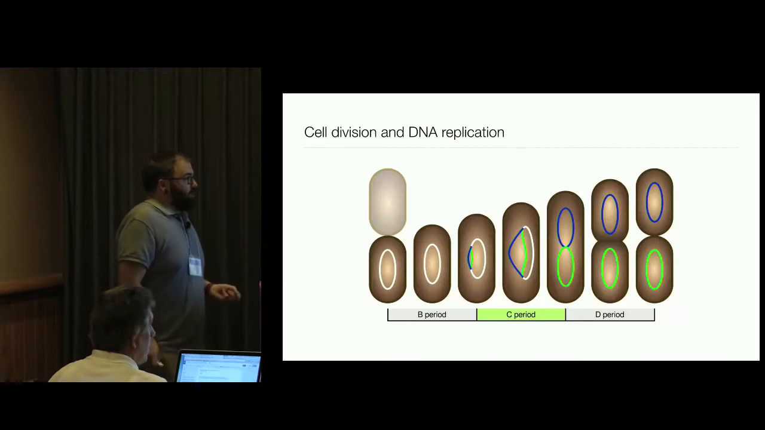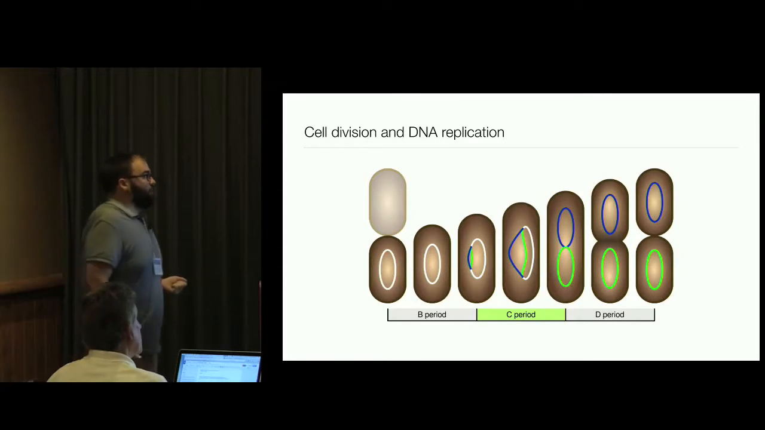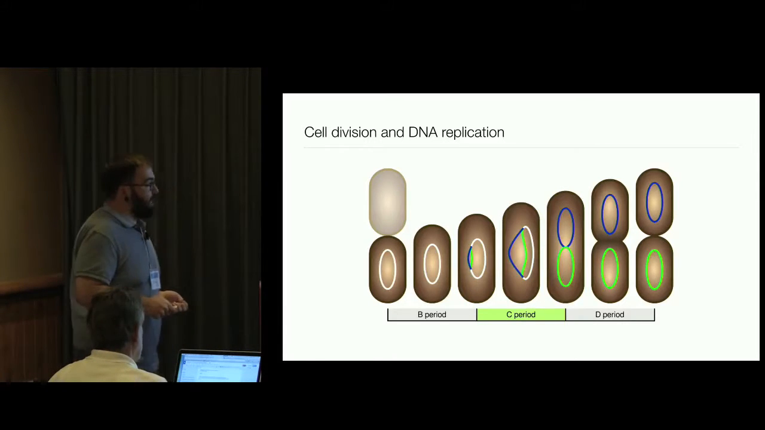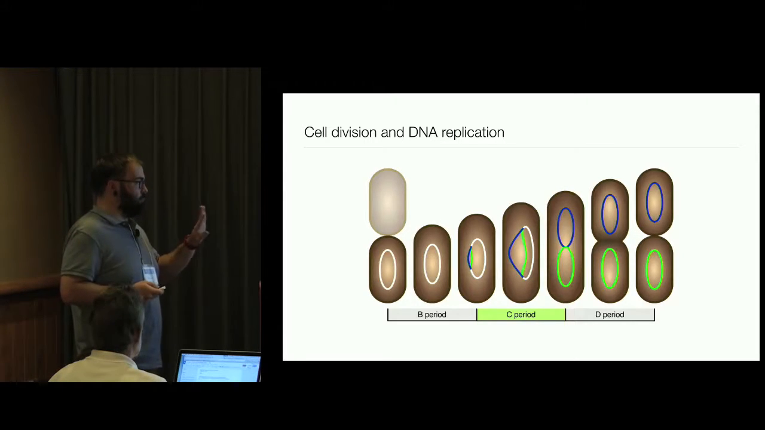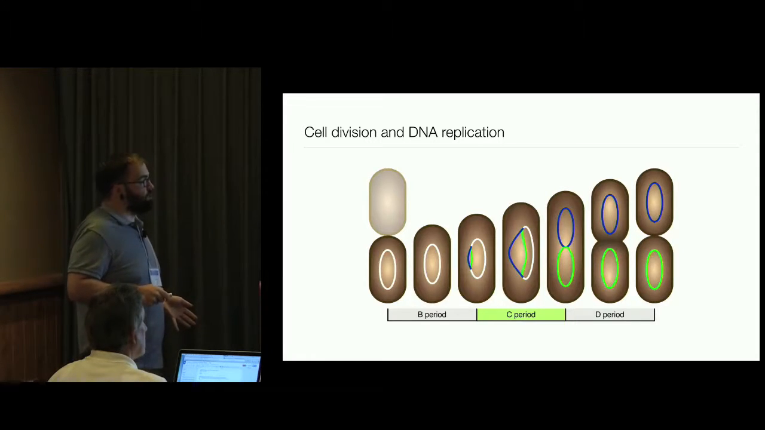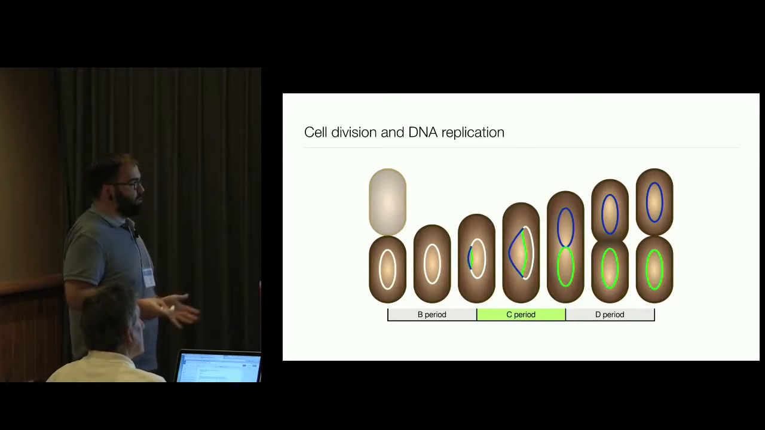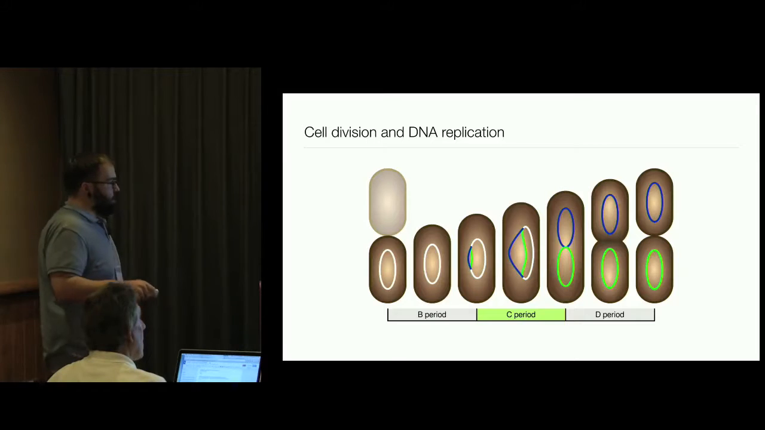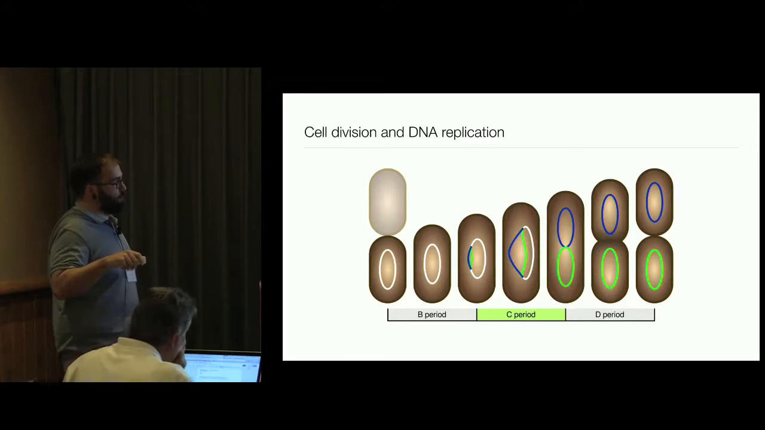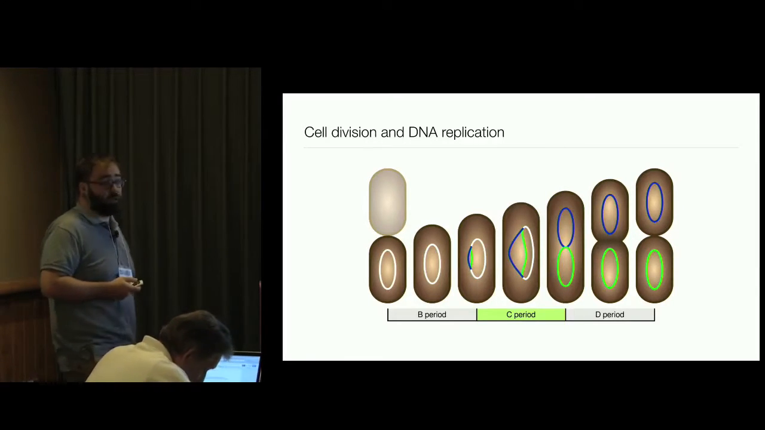So one new thing that we've added to this model recently is cell division and DNA replication. In E. coli, or in most bacteria, I guess, there's typically three portions of the cell cycle. There's a B period where there's no gene replication. There's a C period where DNA replication is occurring. And then there's a D period, which is a period that it waits before it divides. So I've made an assumption here.